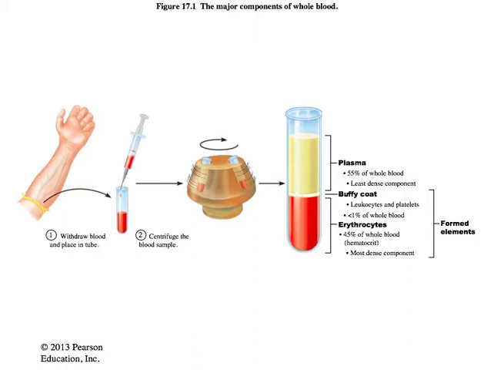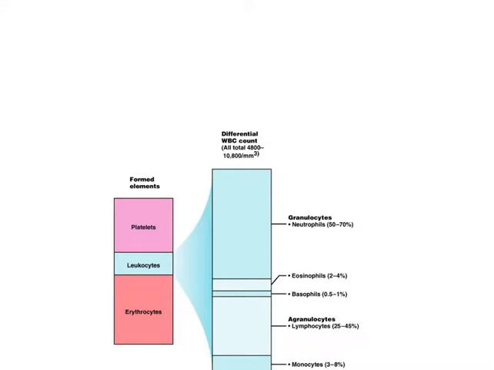Keeping in mind again that when we spin down blood, we end up with erythrocytes at the bottom, plasma at the top, and that buffy coat in the middle. And remember what the buffy coat is? Buffy coat is made of the leukocytes, which we just discussed in the previous video, and then the platelets, which we will be discussing now.